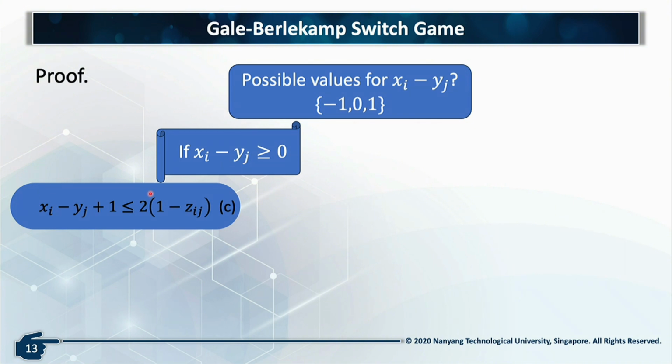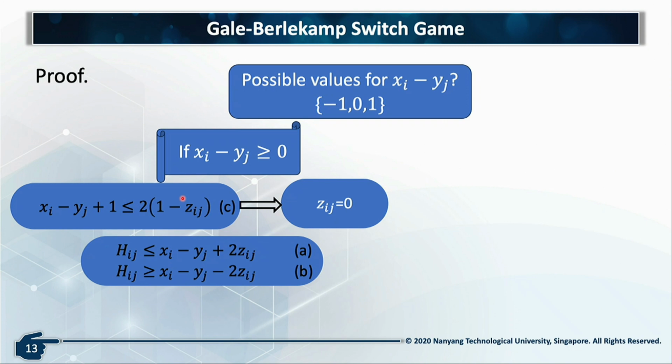So you see, xi minus yj is non-negative. That means xi minus yj plus 1 should be at least 1. Very good. Then, what is the right-hand side of the constraint? Since zij can only be 0 or 1, if zij is 0, the right-hand side is 2, because 2 times 1, right? If zij is 1, then the right-hand side is 0, right? Very good. In order to have this constraint hold, the only possible value of zij is 0.